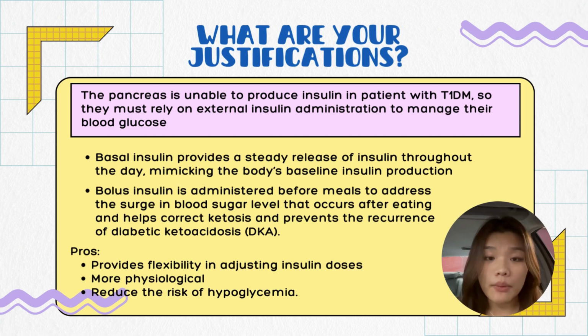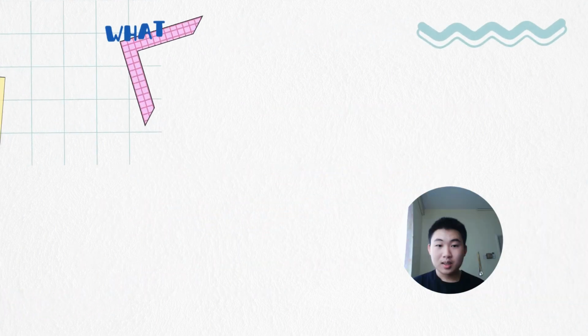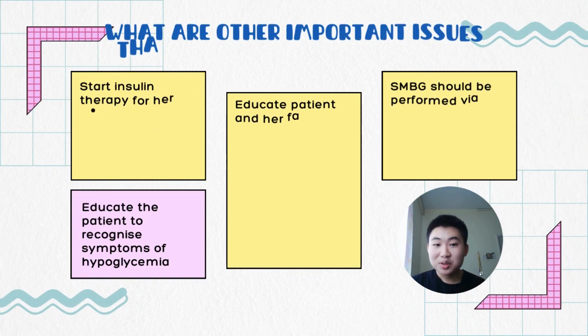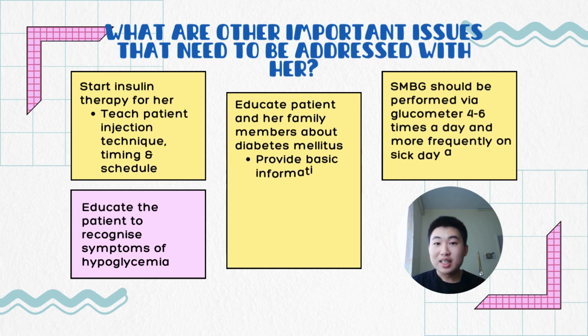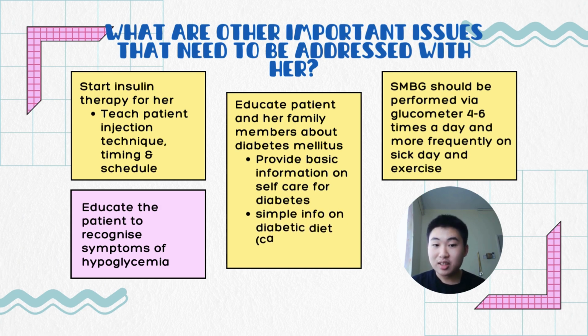Insulin provides flexibility in adjusting doses, it is more physiological, and it can also reduce the risk of hypoglycemia. So what are the other important issues that need to be addressed with this patient? First of all, we need to start insulin therapy for her, and then we should teach the patient on injection techniques, timing, and schedule so the patient can self-inject if necessary.